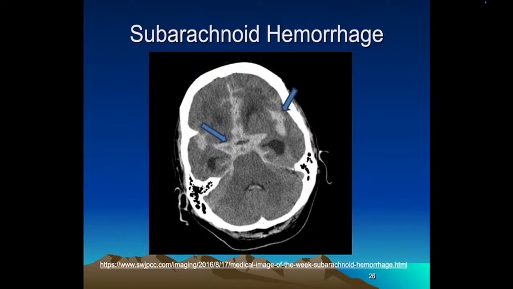And on CT scan, this is what it looks like. There are the blue arrows showing it, but you have this white patchy area. That's subarachnoid hemorrhage. And again, for these, we're going to call neurosurgery.